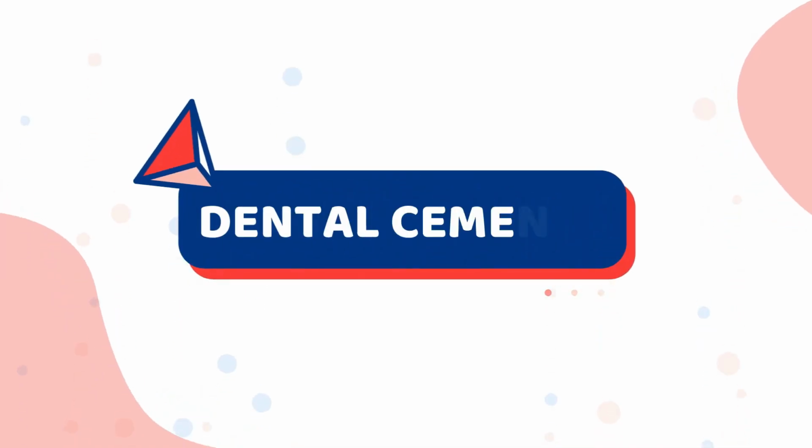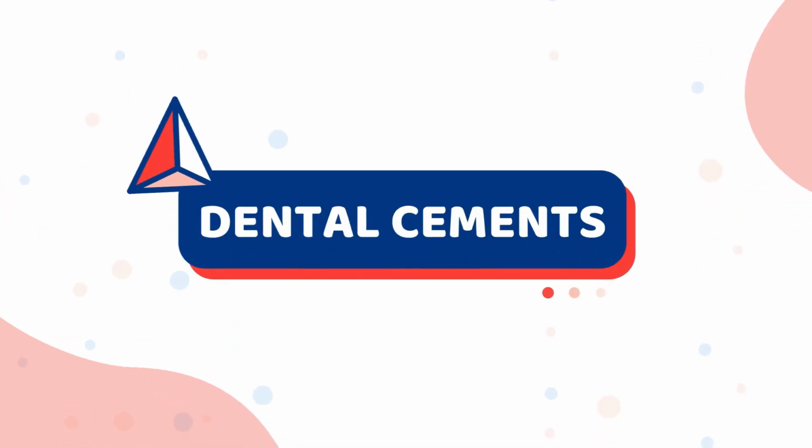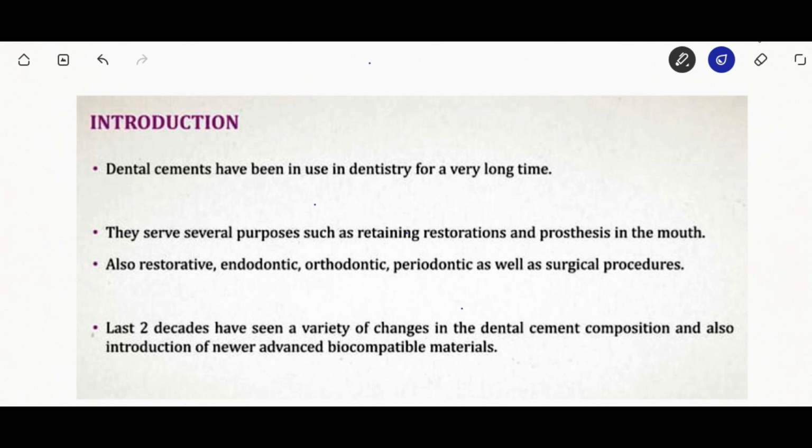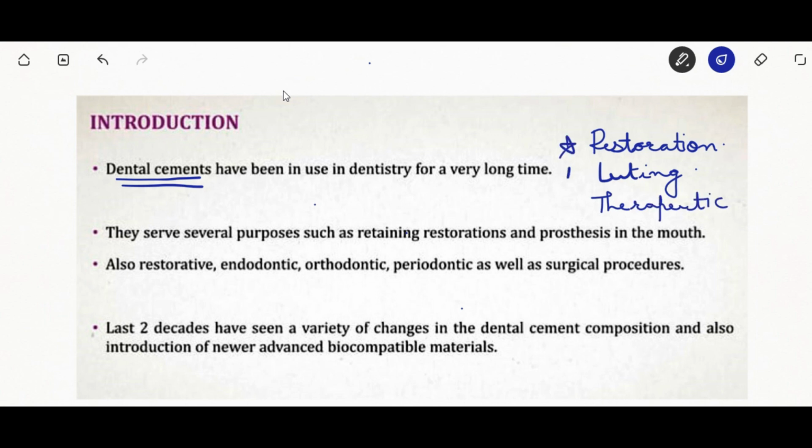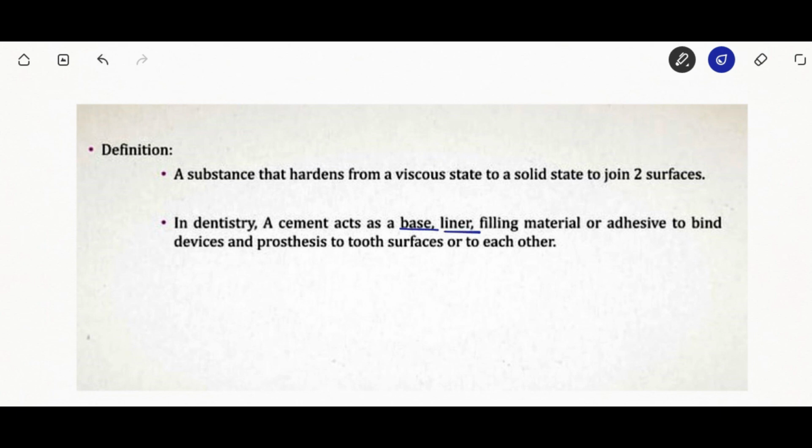Our today's topic is dental cement. Why do we use dental cement? Dental cements have multiple uses like restoration, luting, and therapeutic. In dentistry, a cement will act as a base, liner, filling material, or adhesive to bind devices and prostheses to tooth surface or to each other.